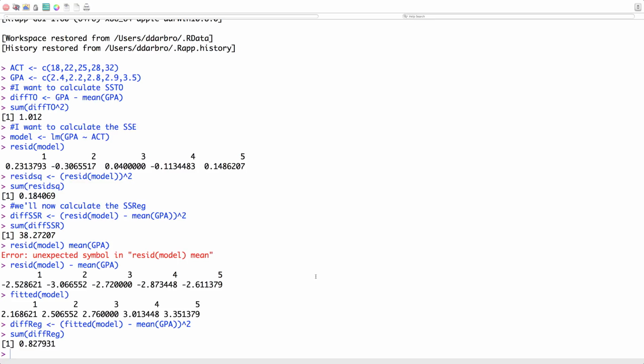Interesting. So I have the fitted values minus the mean. I want to square those. I get something way off.